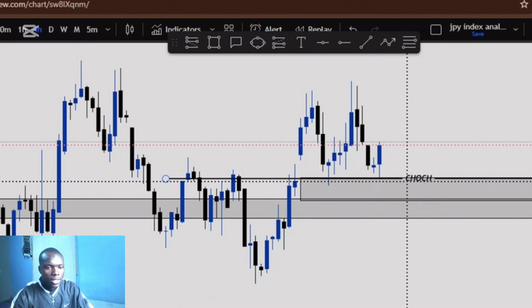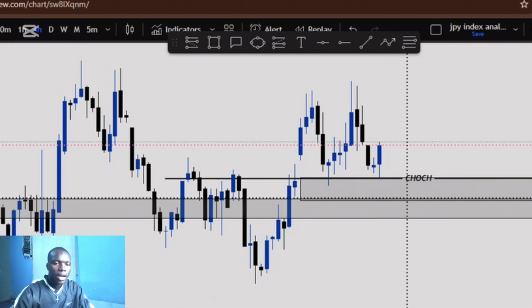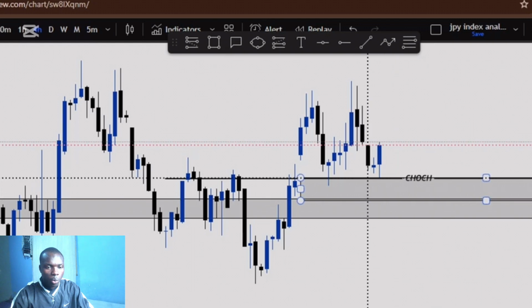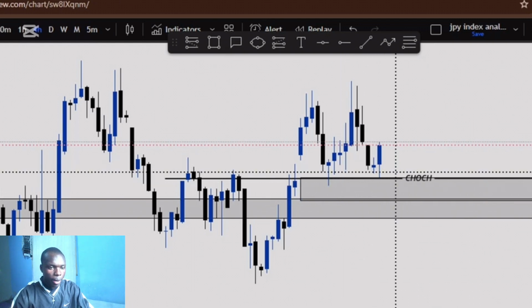So we'll be waiting now. I'll be waiting for a pullback. If I see a pullback right now to maybe this zone again, then I'll go in on a buy on the Japanese yen index. But we have said this now, and we can't buy the Japanese yen index.